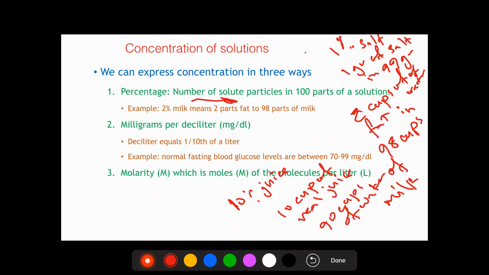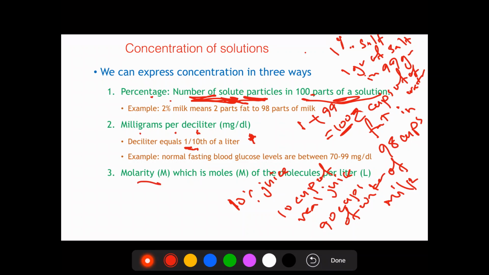So there is 1 part of solute and 99 parts of solution. 1 part of solute plus 99 parts of solution makes 100 parts of solution in total. So this is one way. Another way is milligram per deciliter. A deciliter equals 1/10 of a liter. This is a more accurate measurement compared to the percentage, and it is usually used in lab work.